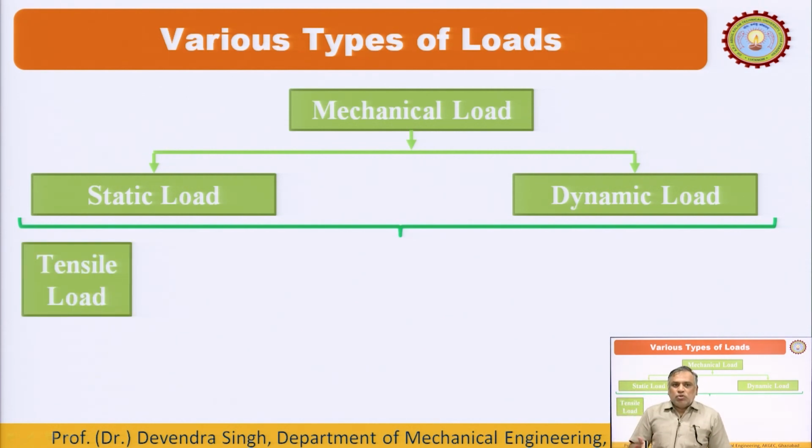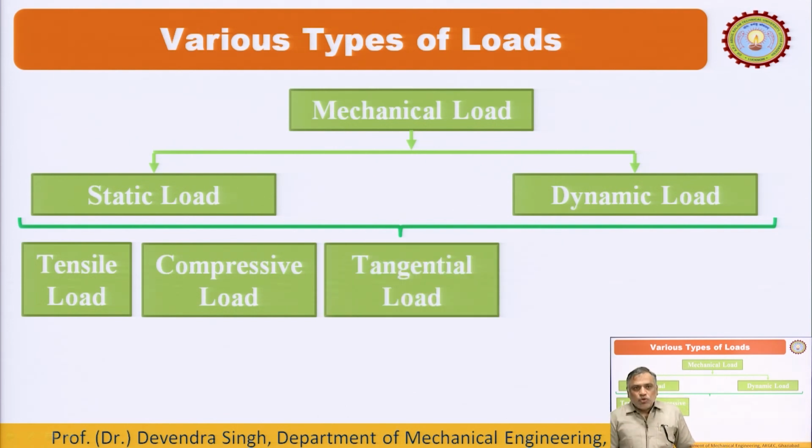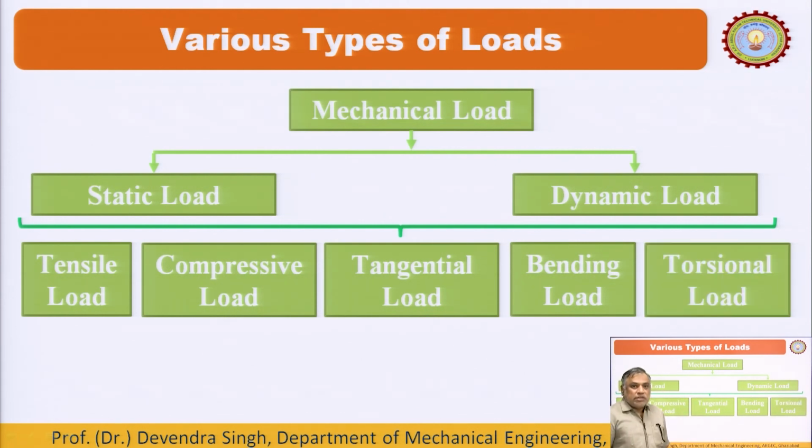And after that, this mechanical load we can classify on the basis of the effect. If it creates the tension, then it is considered as a tensile load. If it creates the compression, contraction in any object or in any material when it is applied, then this is called the compressive load. And if it is in the direction of tangential, then this is called the tangential load. And then if it creates some bending, this is called bending load, and if torque, then this is called the torsional load.